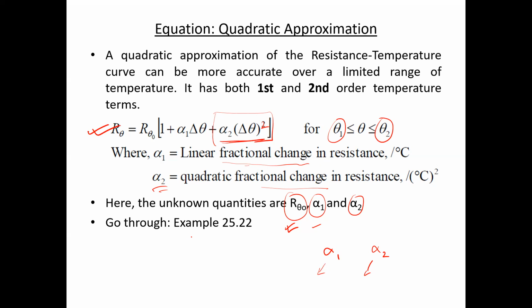So a similar example for this is given in example 25.22. So I want you guys to go through that example, then your idea would be clear about the determination of these three unknown quantities. So once these three quantities are determined from the quadratic approximation, the unknown temperatures can also be solved for, and unknown resistance as well.